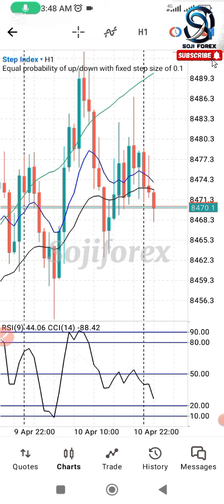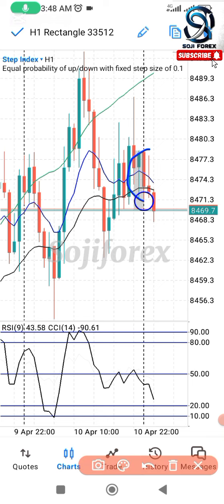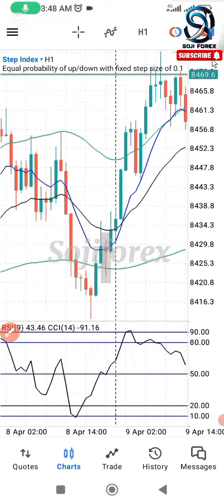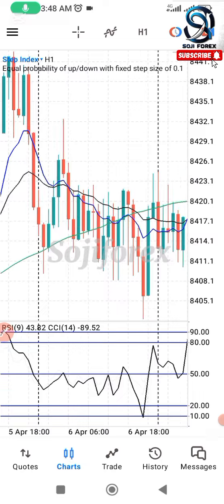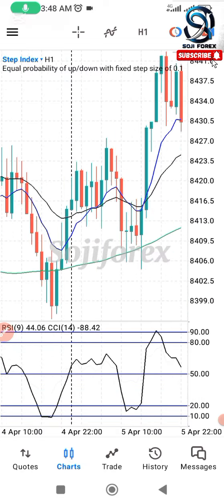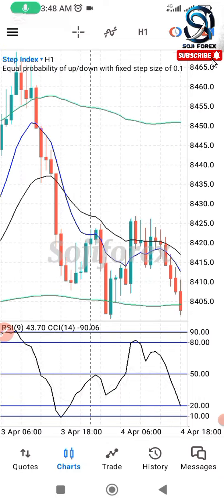Okay, now if you had taken this, it would have been a loss. You would have taken this. If you took this, your stop loss would have been somewhere here. So remember, it doesn't work all the time, but it works.